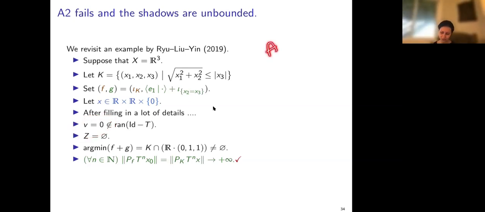As I said, clearly A1 here is satisfied, and we can also verify that A3 is satisfied, but because V is not attained, the set of critical points, or the set of normal solutions, is empty. The set of minimizers is actually non-empty. It's the intersection of the cone with this subspace. And because of this smart choice of the starting point, we can actually calculate the shadow sequence, and we can show that the shadow sequence in this case will diverge to infinity. So there are two scenarios where A2 fails, and we can't say much. If A2 fails, it's actually inconclusive.